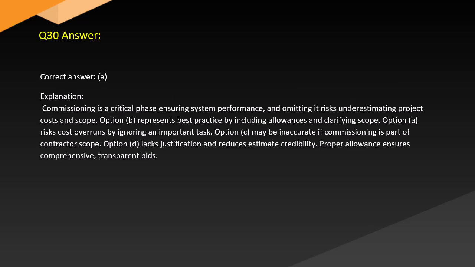Answer. Correct answer: A. Explanation. Commissioning is a critical phase ensuring system performance, and omitting it risks underestimating project costs and scope. Option B represents best practice by including allowances and clarifying scope. Option A risks cost overruns by ignoring an important task. Option C may be inaccurate if commissioning is part of contractor scope. Option D lacks justification and reduces estimate credibility. Proper allowance ensures comprehensive, transparent bids.